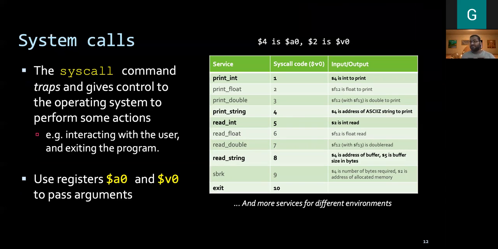The system call basically traps and gives control to the operating system to perform some actions that you want. We use the A0 and V0 registers to pass in the arguments and then the type of system call that we want to perform. The table on the right just shows you some of the common system calls. And of course, depending on which environment you use, there's going to be different ones. These ones specifically are for Mars or the Qt SPIM environment.